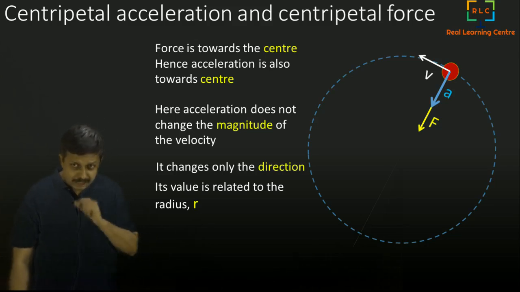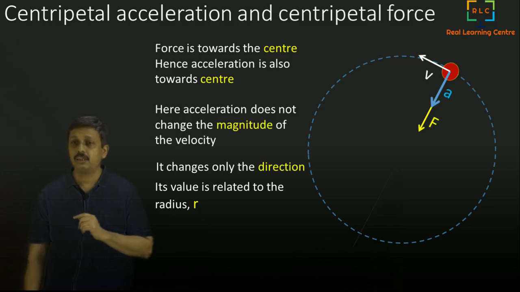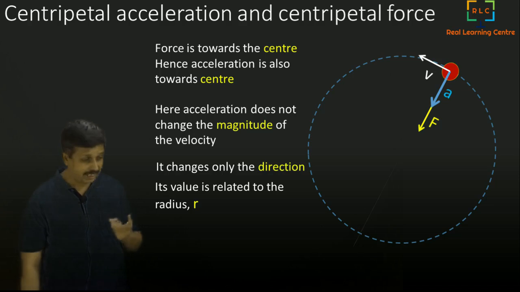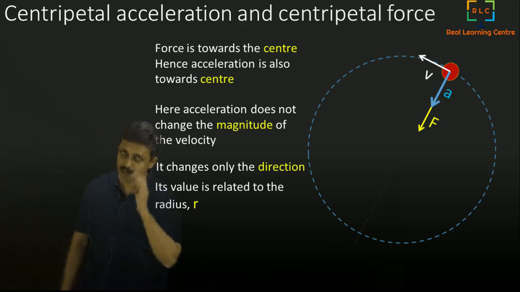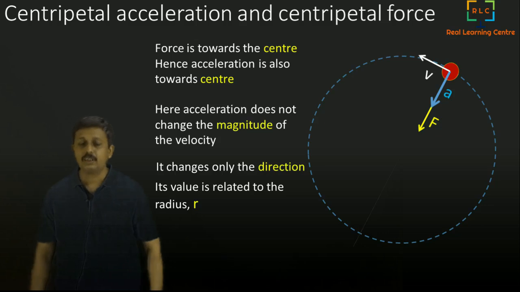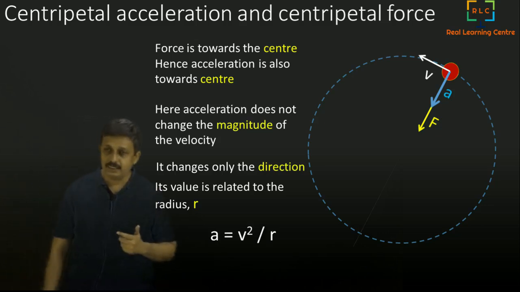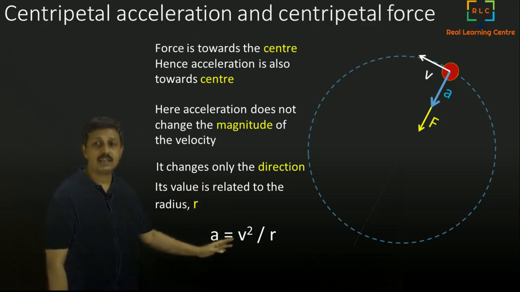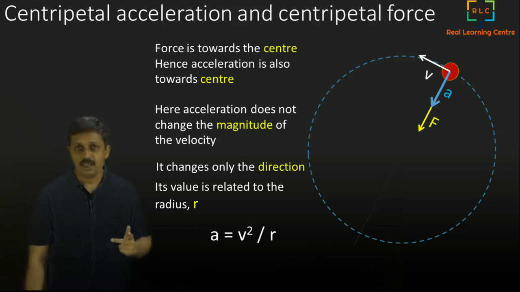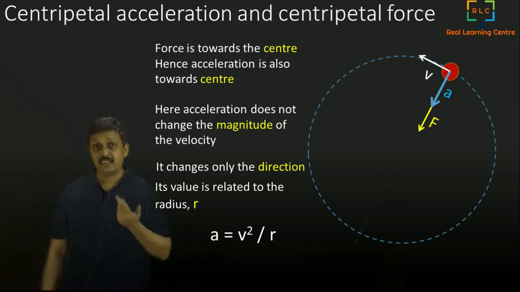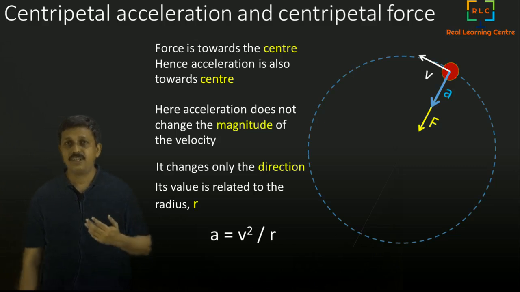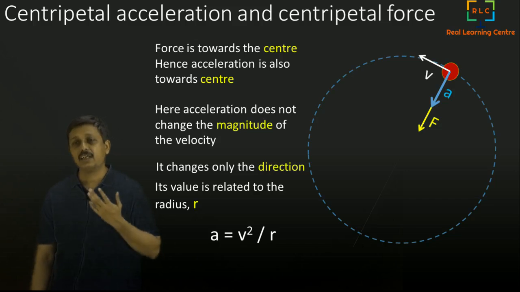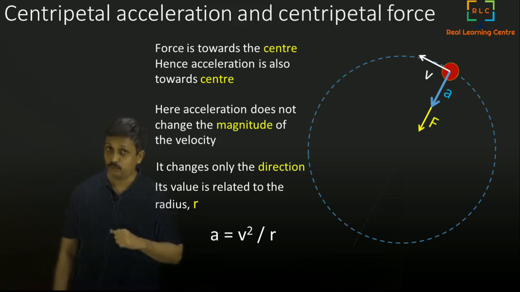Now, the value of this acceleration is related to the radius R and the velocity using a formula. I will give you that formula, though I am not going to prove it now. The formula is a = v²/r. Given v and r, one can calculate the acceleration. Or given a and r, one can calculate velocity. This is the way of relating the velocity and acceleration in a uniform circular motion.